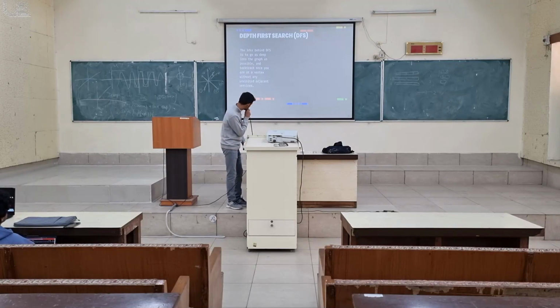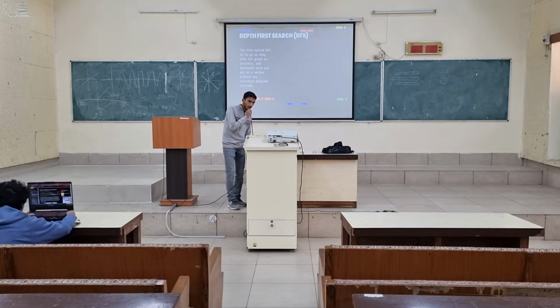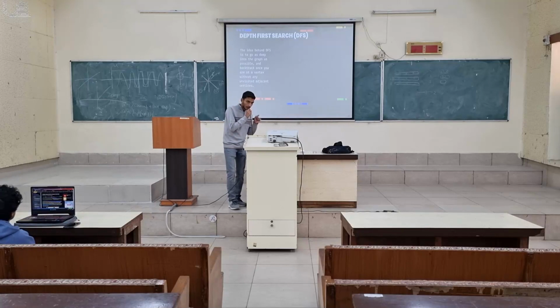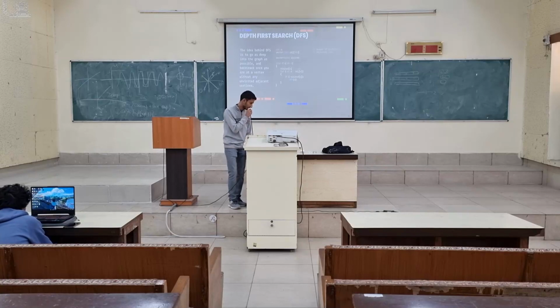So for depth first search, the idea is to pick a node and go in depth to that node until and unless there are no more vertices in that particular node that are not visited. It is tough to understand, but I'll draw it.